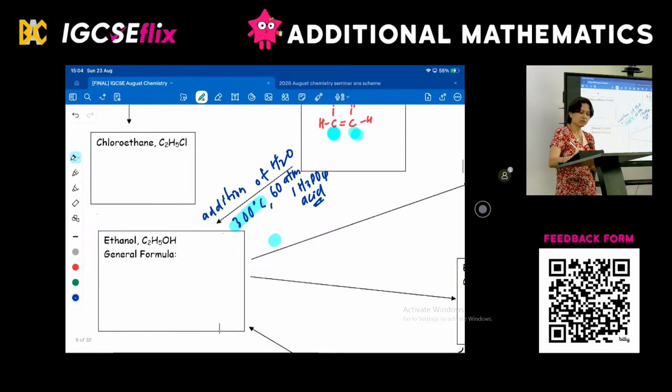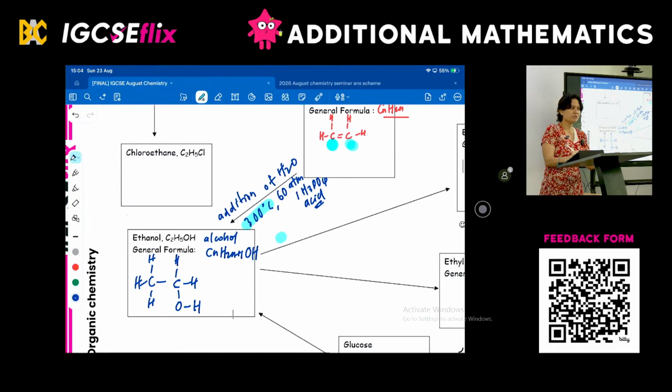So what happens is ethanol is alcohol. General formula is CnH2n+1OH. Okay, this one a lot of students draw wrong. You see this part, right? It is O-H, like that. Your O-dash, your dash can be up or down, doesn't matter. But it's O and then 2 dashes. One for O, one for H. Okay? Can you see?